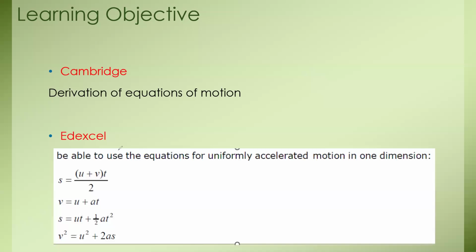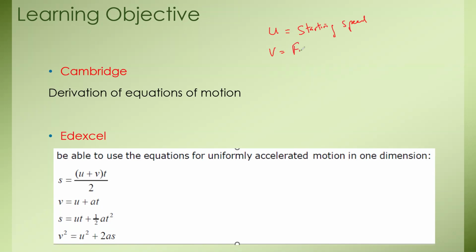Now, what do these variables stand for? For example, u means the initial speed or the starting speed. I will derive the equations as well, but students taking Edexcel, you don't have to derive the equations, you just have to learn them. And students taking Cambridge, you have to learn them, and the derivation is also important.